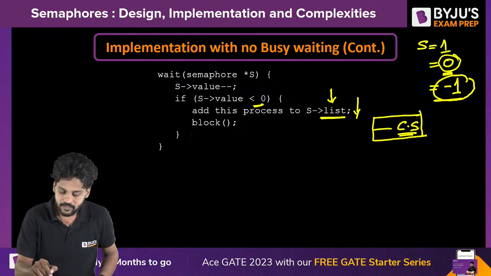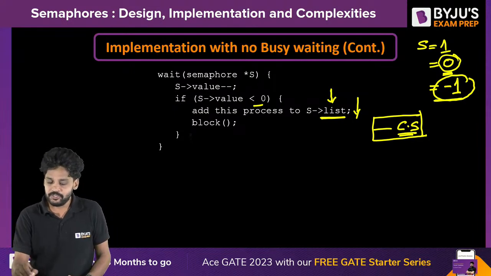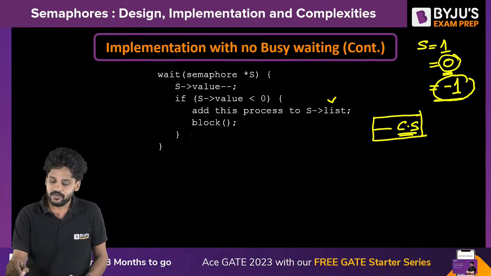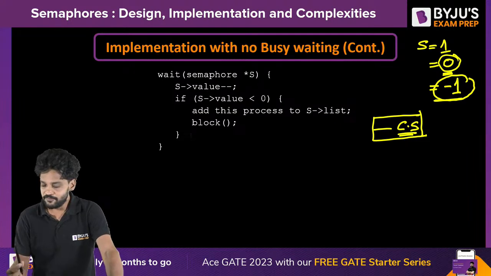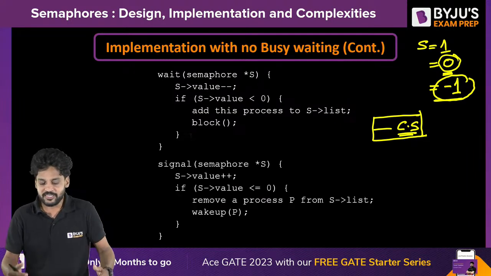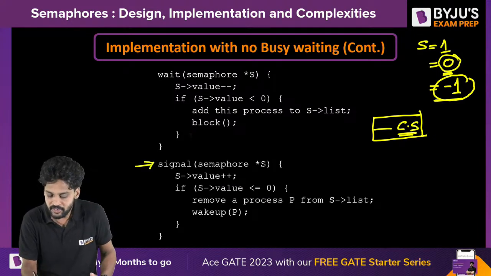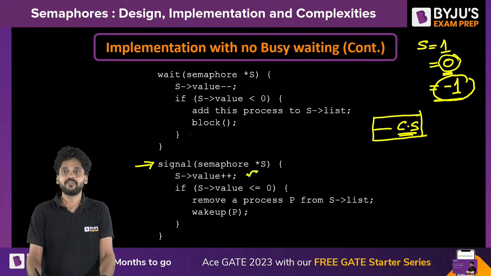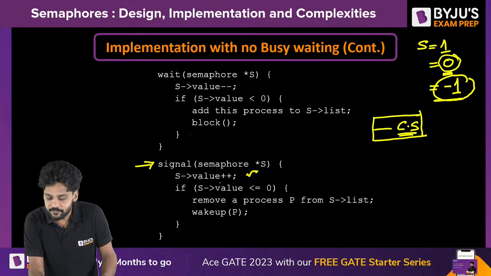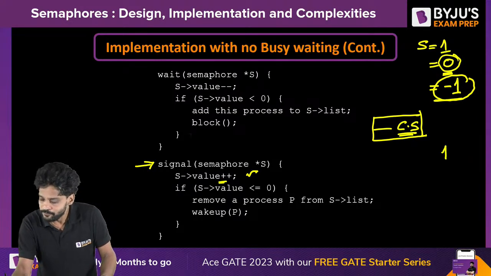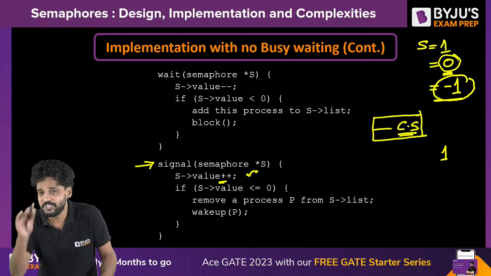Now the signal operation is fairly simple. Let us see, when the first process comes out of the critical section, it needs to perform the signal operation. In the signal operation, it will increment the value. Right after the incrementing, if the value becomes 1, understand carefully, this is very important.